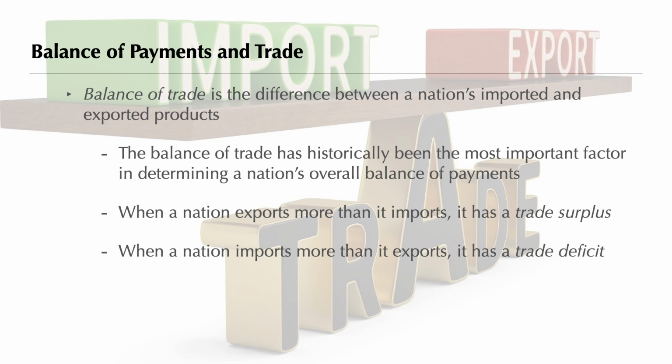The difference between a nation's imported and exported products is known as its balance of trade. This merchandise balance of trade has historically been the most important factor in determining the nation's overall balance of payments. When the United States exports more than it imports, it has a trade surplus. The last year the United States had a trade surplus in goods and services was 1981. When the United States imports more than it exports, as is generally the case, it has a trade deficit.